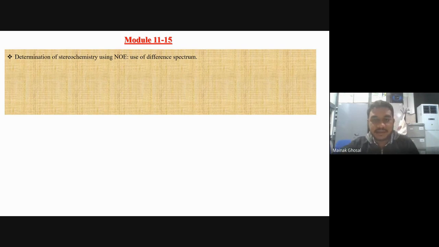And next, you can do that same thing using NOE. In case of NOE, which is nuclear Overhauser effect, you can use the difference spectrum. What is difference spectrum? Difference spectrum is nothing but you are recording your NMR in the presence of NOE and in the absence of NOE. You are just taking the difference between them. Then you will see the effect of NOE, how NOE is affecting the signal.